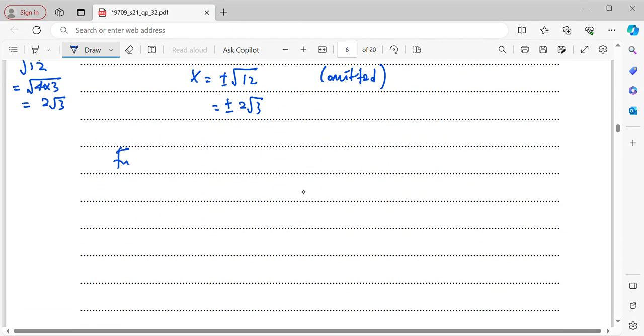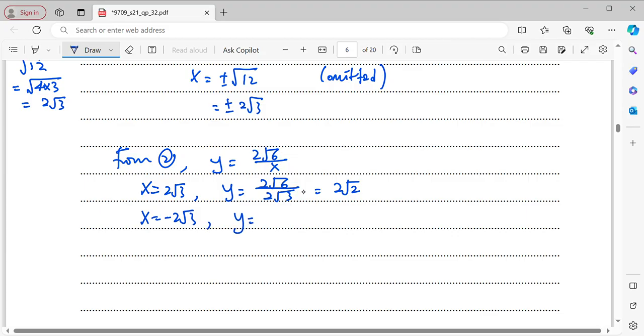So now from second equation, your y is 2 square root 6 over x. So when x equals to 2 square root 3, your y is going to be 2 square root 6 over 2 square root 3. So which is square root 2, because 6 is 3 times 2. Okay, and same goes to x equals negative 2 square root 3. So the y is going to be 2 square root 6 over negative 2 square root 3, which is negative square root 2.